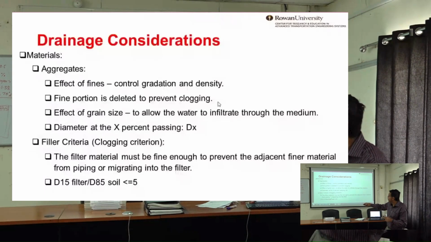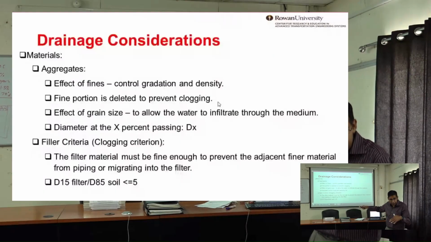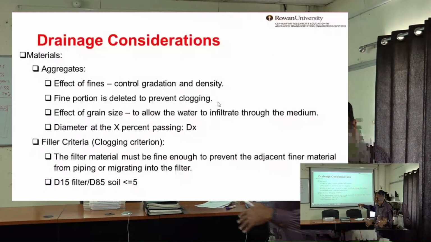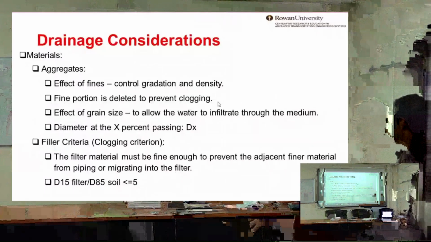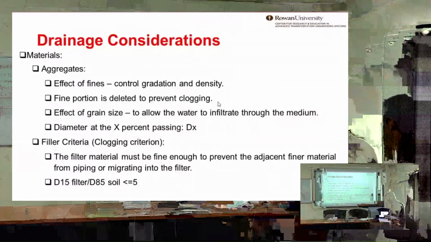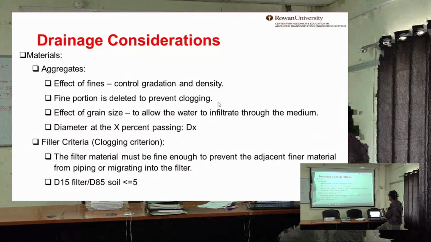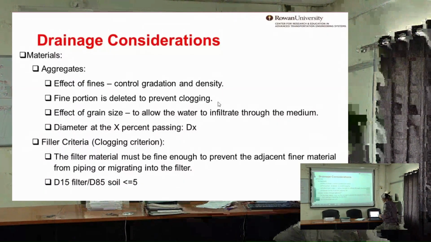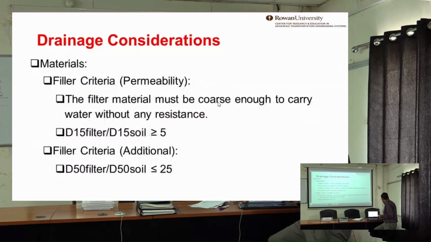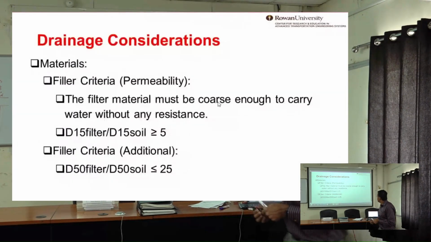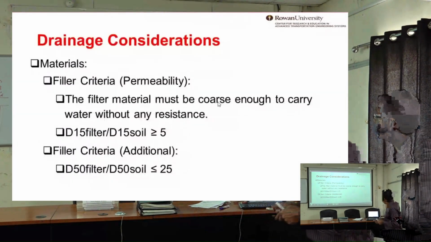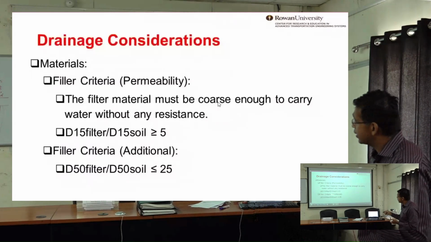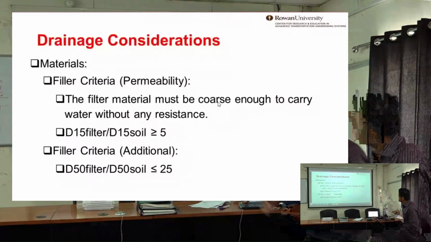Diameter at 15%, and 85% passing. Right, so you guys have done gradation already, right? So you want the diameter D15 of the filter divided by D85 of the soil to be less than or equal to 5, to prevent piping. So you don't want the fine material to pass through the filter. Some other things: the filter material should be coarse enough to carry water, and these are some of the metrics to do that. D15 of the filter.